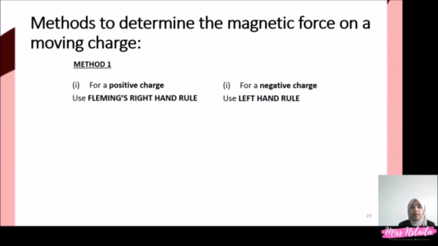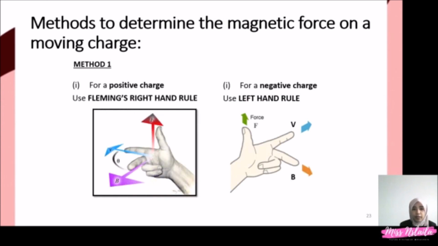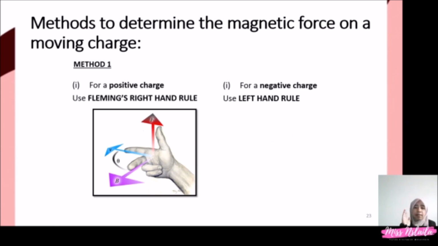So there are three methods to determine the magnetic force on a moving charge. The first method is by using Fleming's right hand rule. What you need to do is try to position your fingers like this. Your thumb is 90 degrees with your index finger, and your index finger is 90 degrees with your middle finger. Your middle finger is also 90 degrees with your thumb. All are 90 degrees with each other. Not like this, it must be like this. Make sure you try to do it.